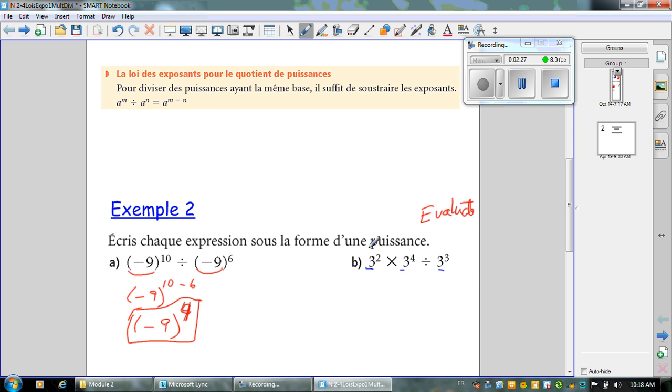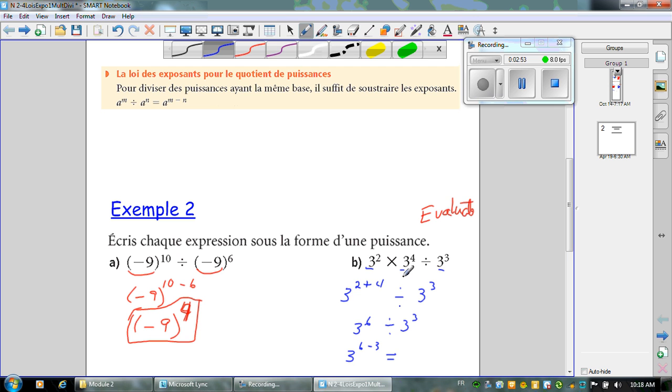All right, finally here, I have 3 bases. So I'm going to have to go back to the first law. When I'm multiplying, I have to add my exponents. So I'm going to do that first. So it's going to be 3 to the power of 6. But then I have to subtract these two. So it's going to be 3 to the power of 6 minus 3. And my final answer will be 3 to the power of 3. I could evaluate that, but it doesn't ask me. It just says leave it in the form of a power. So 3 to the power of 3.